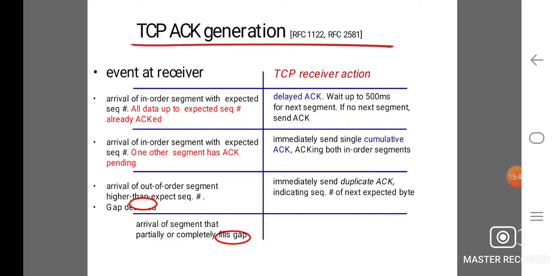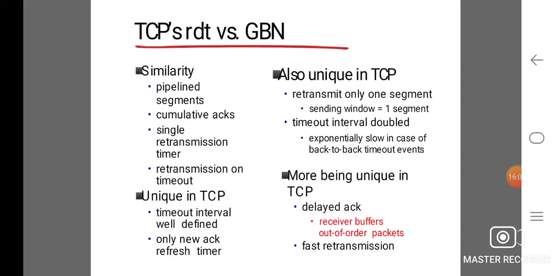In TCP receiver action: delayed acknowledgement, wait up to 500 ms for the next segment. If no next segment, send acknowledgement. Immediately send a single cumulative acknowledgement, acknowledging both in-order segments. Immediately send duplicate acknowledgement indicating the sequence number of the next expected byte.